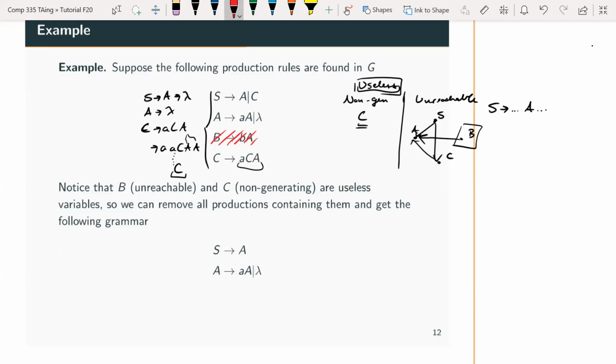So that means I can remove any production rule that has C on the left-hand side or on the right-hand side. So in this case, I can eliminate this one, and I can eliminate this one. So the simplified grammar that I get is going to be this grammar here. And you can see that it's equivalent because I've removed everything that's useless, so I haven't lost any information. Okay, so hopefully that's clear.